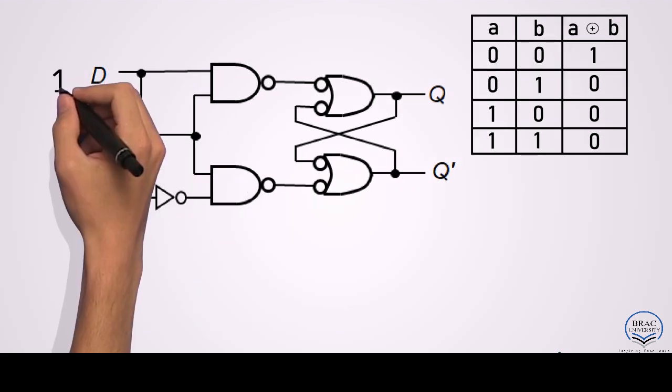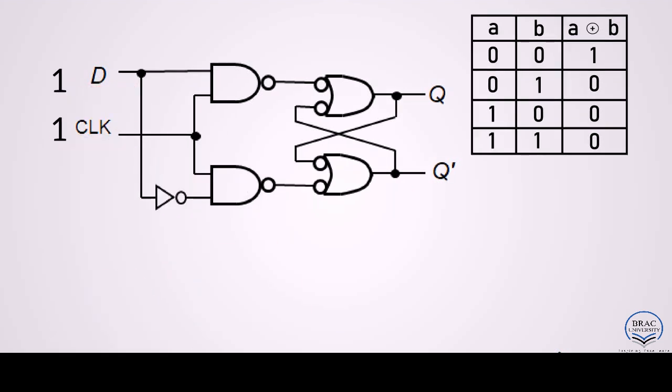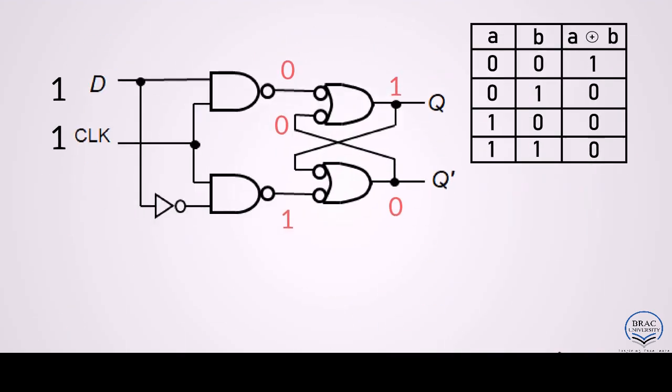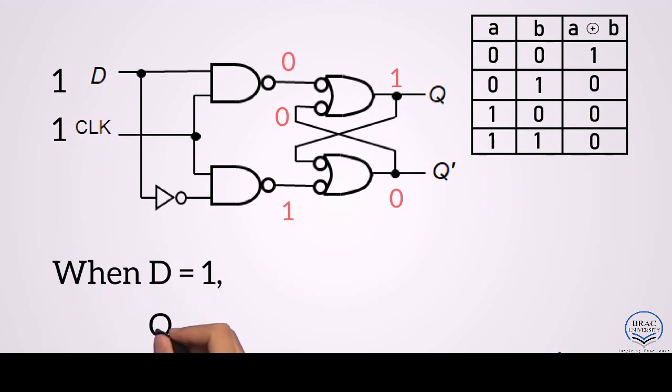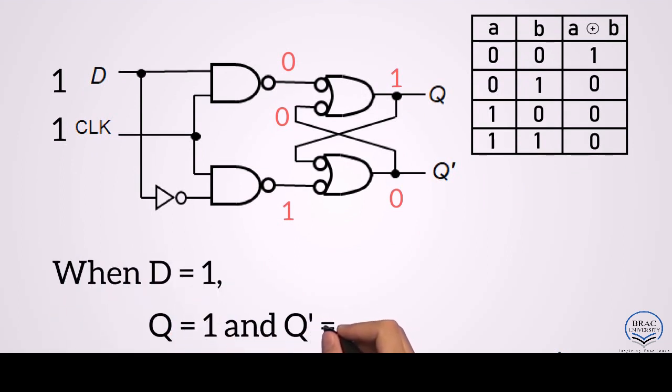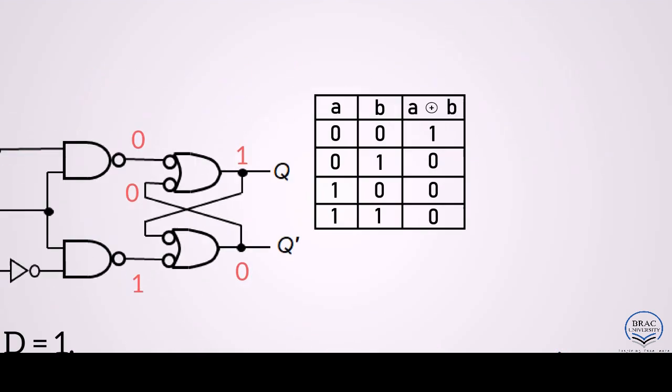Next, if we set D equal to 1 and clock equal to 1, then firstly, we will get 0 and 1 from the NAND gates. Since one input for the second NOR gate is 1, therefore, we will get Q prime equal to 0. This value of Q prime will work as an input for the first NOR gate. Therefore, we will get 0 NOR 0, which results in 1. So the value of Q will be 1. So for the input D equal to 1, we have Q equal to 1 and Q prime equal to 0.